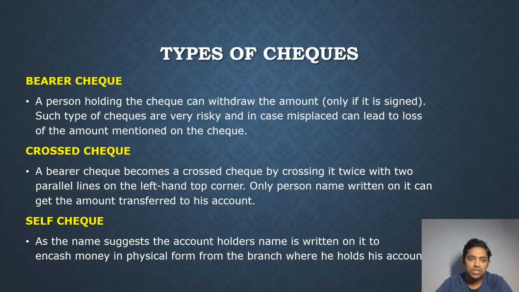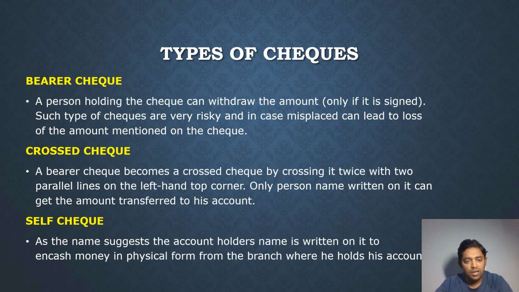Coming to types of checks. Bearer check: a person holding the check can withdraw the amount even if it is not signed. Such types of checks are very risky and, in case they are misplaced, can lead to loss of the amount mentioned on the check. Crossed check: a bearer check becomes a crossed check by crossing it with two parallel lines on the left hand top corner. Only the person whose name is written on it can get the amount transferred to his account.